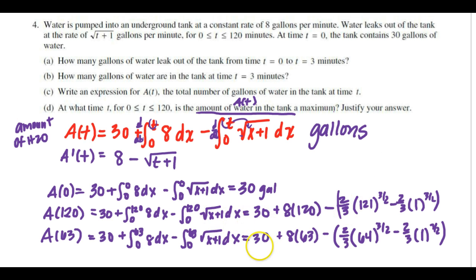Alright, so a lot of algebra later, we would determine that this is the largest number, so this is the amount of water in the tank that is a maximum, but then we have to be really careful. It says at what time t is the amount of water in the tank a maximum. So this was the biggest output value, but the answer is the time. So when did that happen? At 63 minutes. So that would be our answer. At 63 minutes, the amount of water was a max.